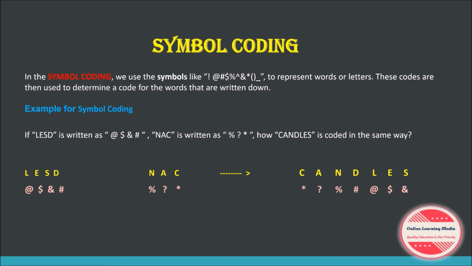Symbol coding. In the symbol coding, we use symbols like @, hash, dollar, percent, and underscore to represent words or letters. These codes are then used to determine a code for the words that are written down. Example for symbol coding is, if LEST is written as @ dollar hash, and NEC is written as percent, then how is candles coded in the same way?